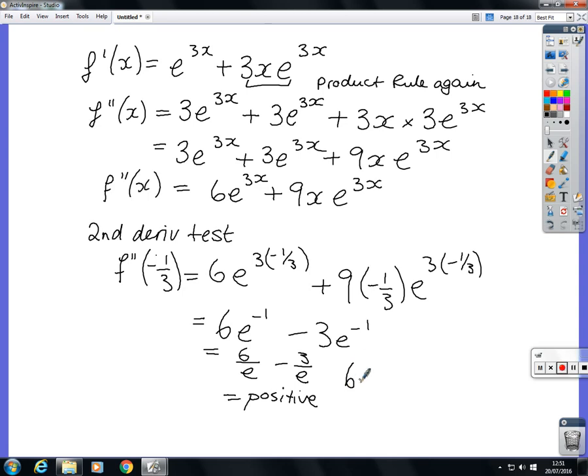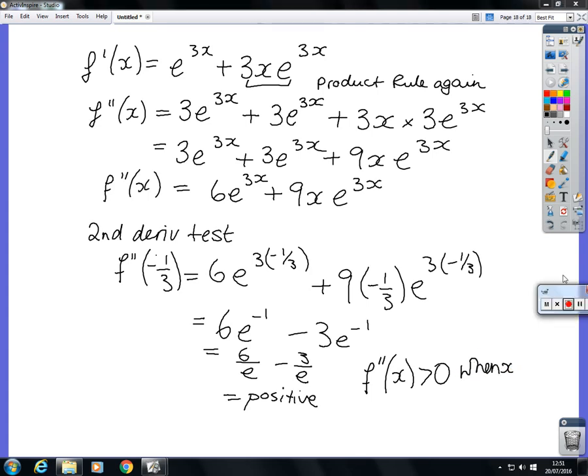Since the second derivative of the function is greater than 0 when x is equal to negative a third, this means it's a minimum turning point at x equals negative a third.